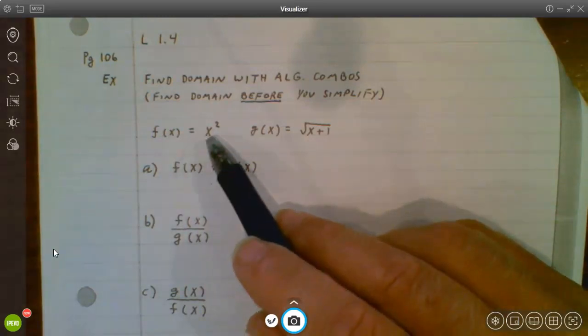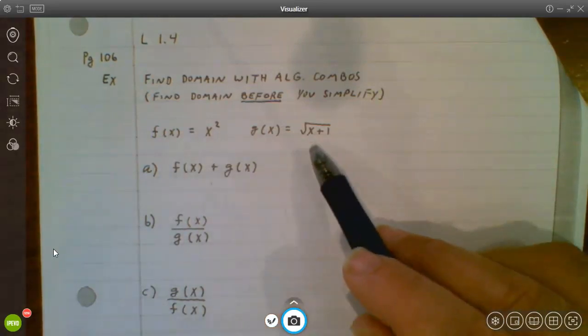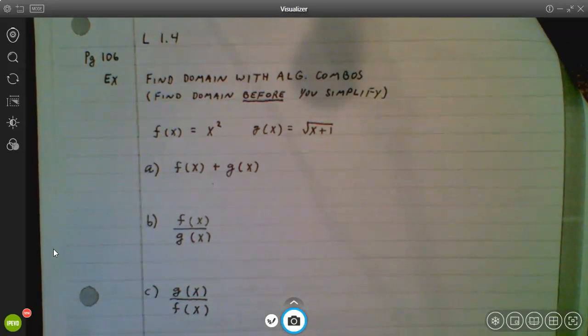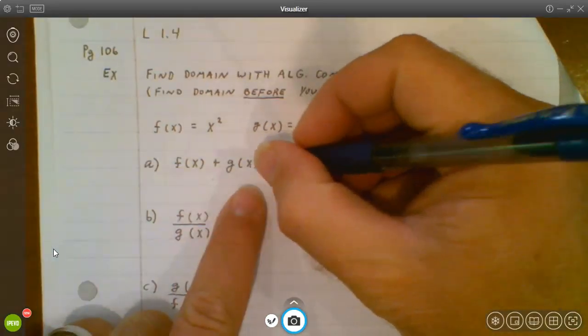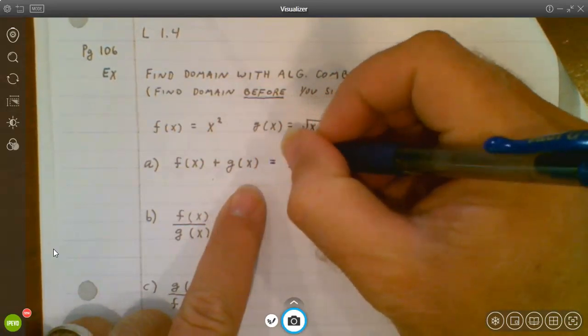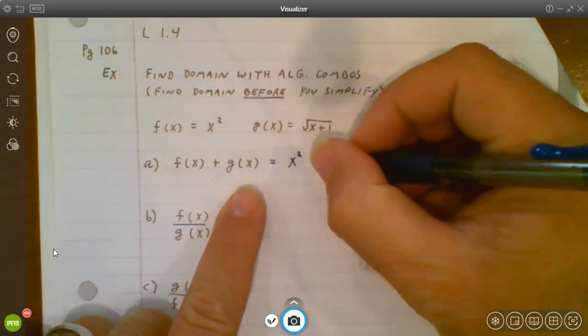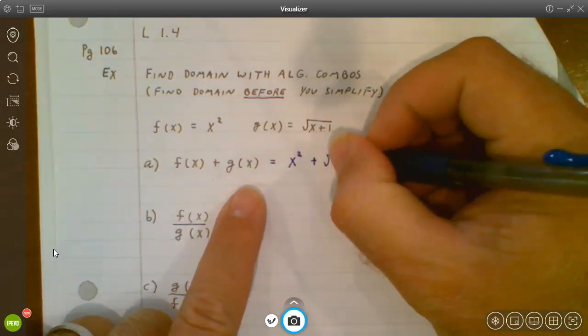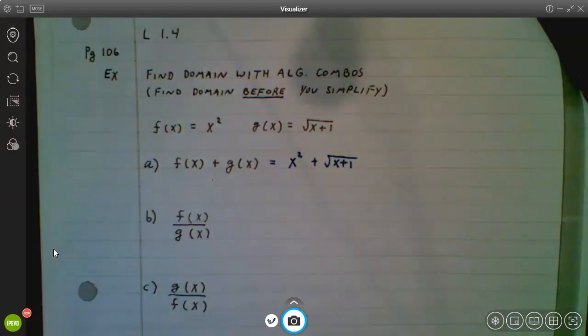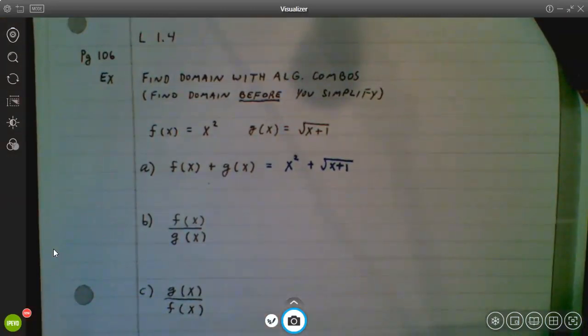So if we have one function that represents x squared, we have a different function for the square root of x plus 1. If we were to add those two functions together, not a whole lot you could do to simplify that, but we're just going to write it out. And so the idea is we want to come up with the domain before you simplify, so that we don't get rid of anything that we might have needed to take into account. So that would be the setup.